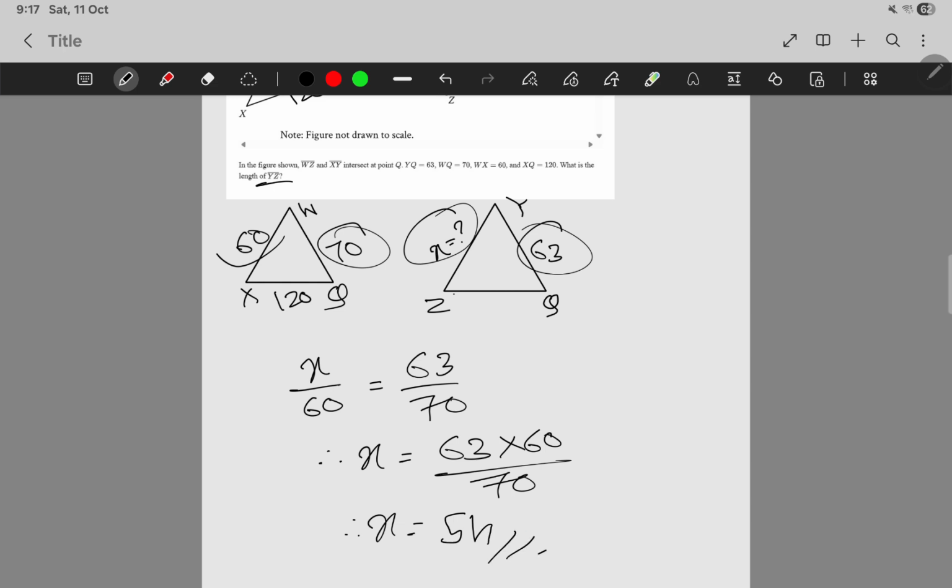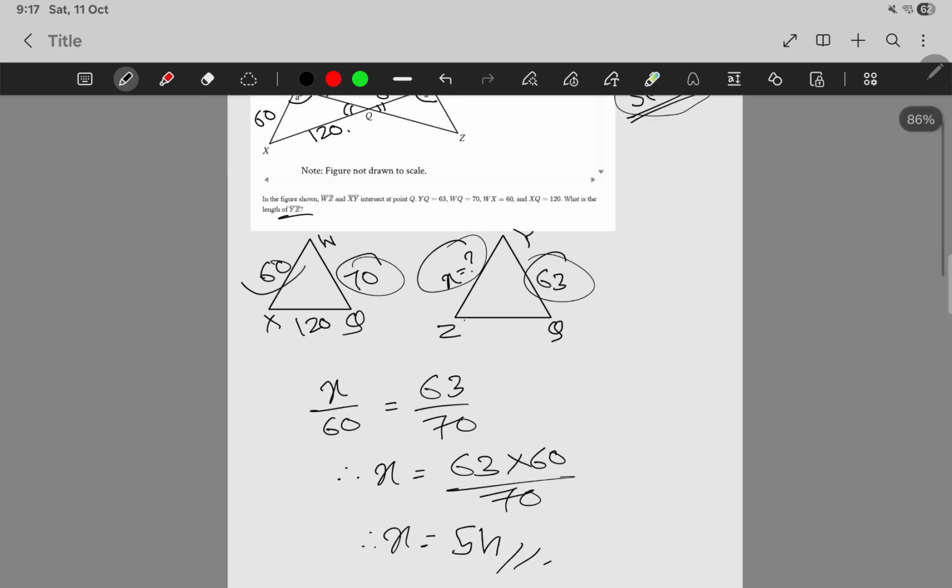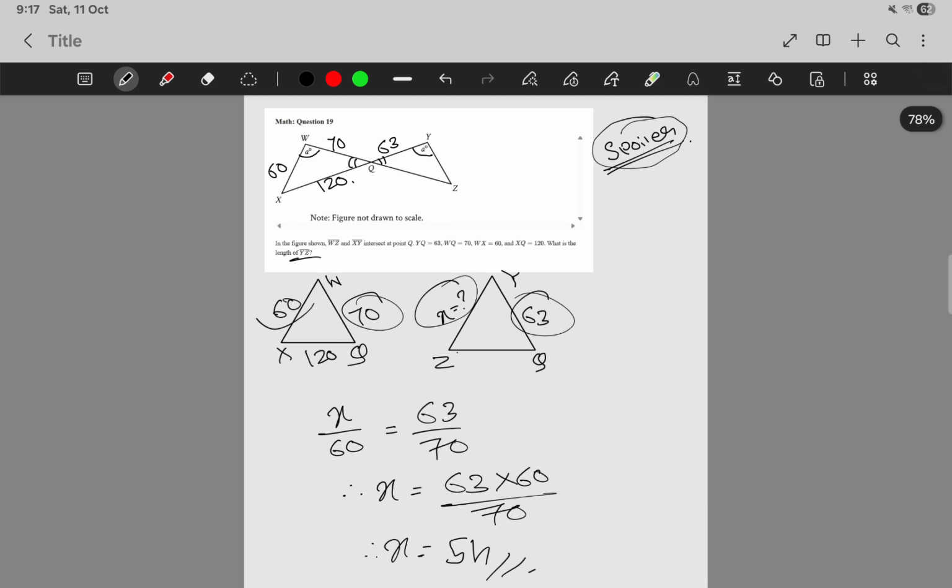So our answer here will be 54. So YZ is 54.